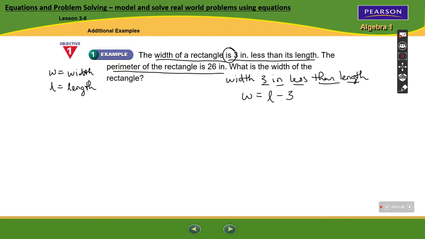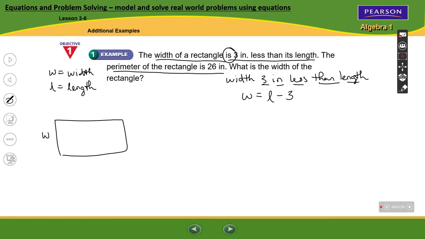So what I want to do is just draw a random rectangle. And it's not going to be perfectly to scale compared to the answers. We don't know what the answers are yet. So I'm going to label these two things width and length. And I'm going to see, what do I know as a fact? Well, I know the perimeter is 26 inches. So if I add up all four sides, I'm going to have the perimeter, which is 26. So if I add L plus L, that's 2L, plus 2W, and that's going to equal 26. That's basically a formula for perimeter.